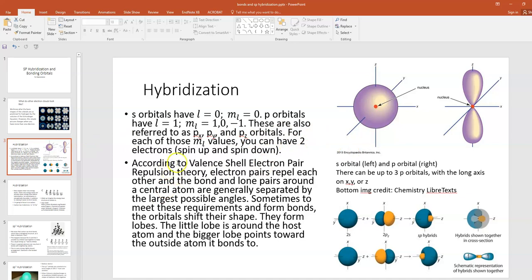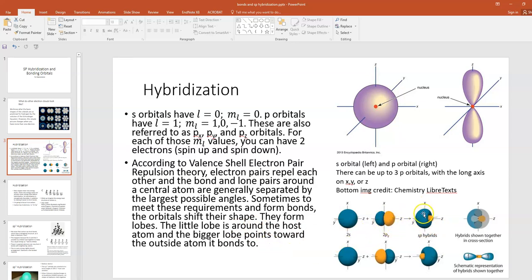Now, according to a theory called valence shell electron pair repulsion theory, the electron pairs in these orbitals repel one another. The bonds and the lone pairs around a central atom are generally separated by the largest angles possible, okay? Sometimes, to meet these requirements and also to form bonds, the orbitals will shift their shape a little bit. What will happen is the s and the p orbitals merge into one lumpy sp orbital, okay? And this is hybridization.